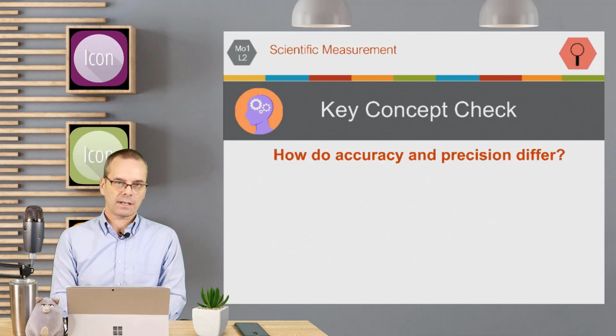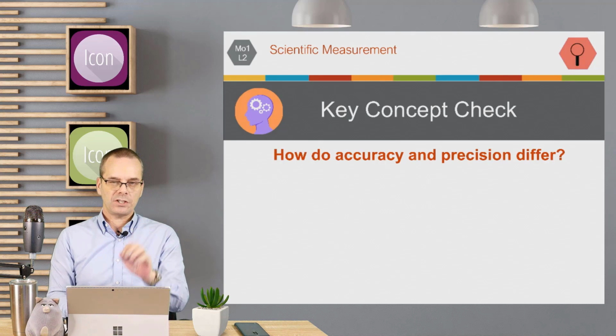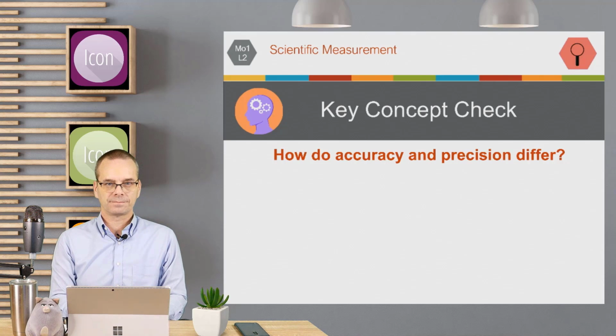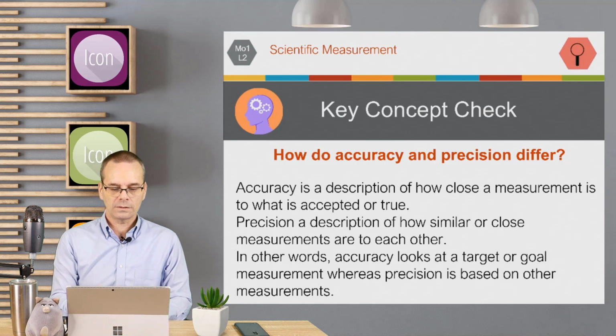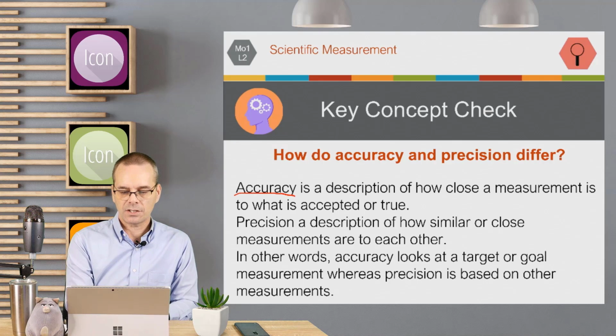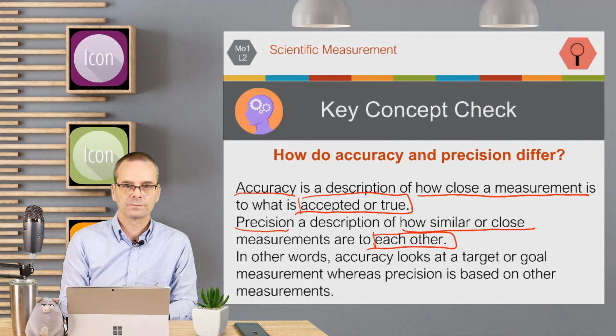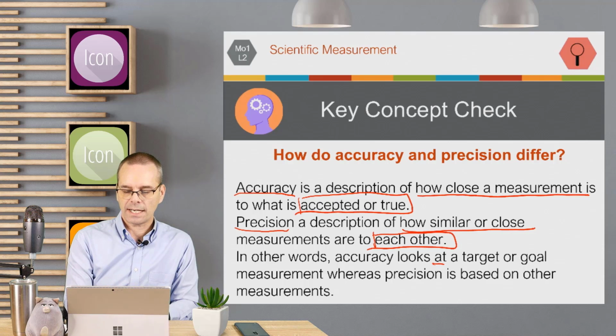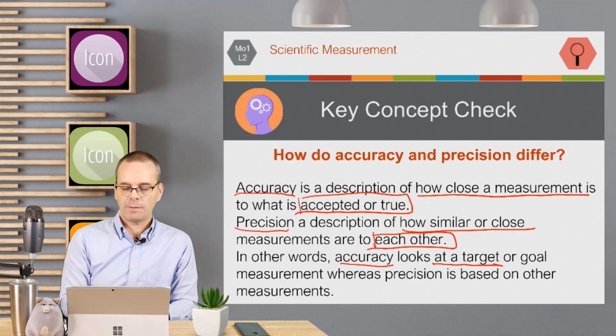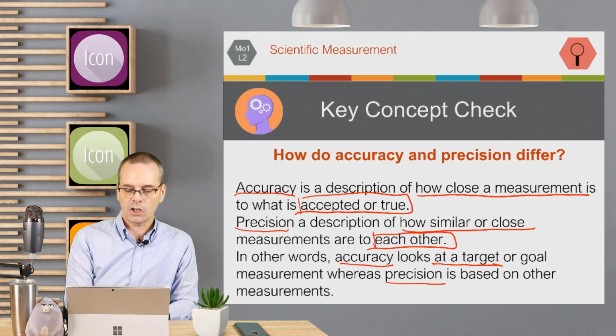So let's do a key concept check. How do accuracy and precision differ? How are they different? Well, remember that accuracy is a description of how close a measurement is to the accepted or true value. And precision is how similar or close measurements are to each other. In other words, accuracy looks at a target, and precision is other measurements. All right? So that's how they're different.